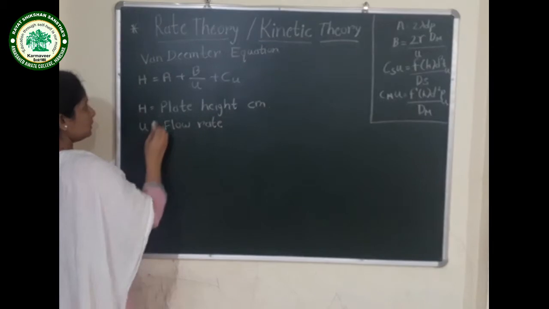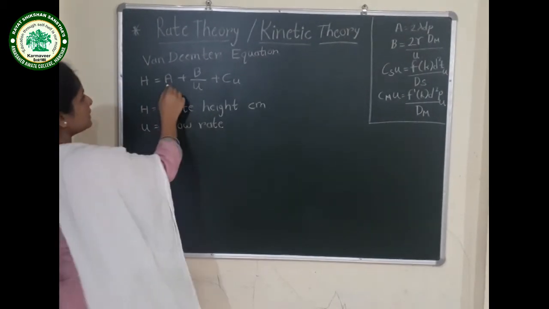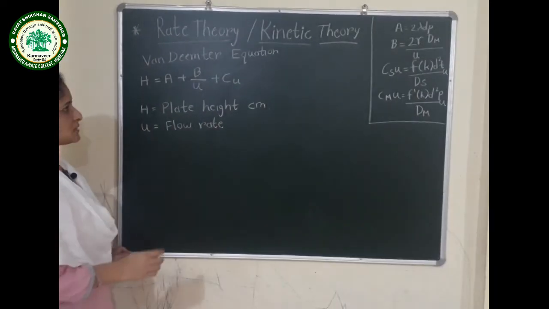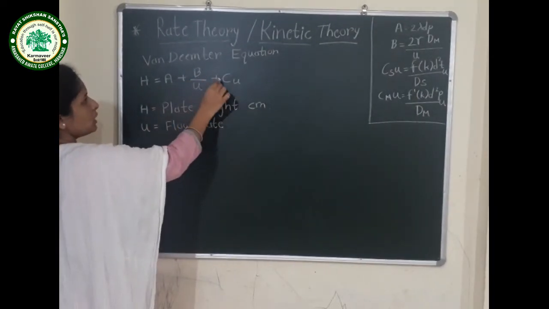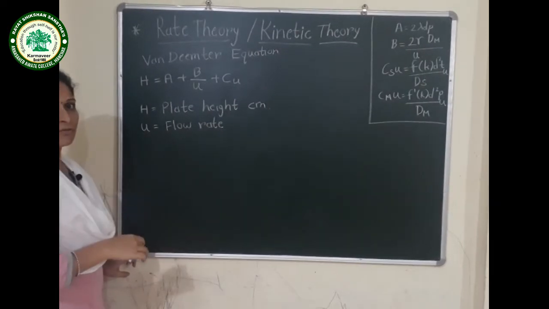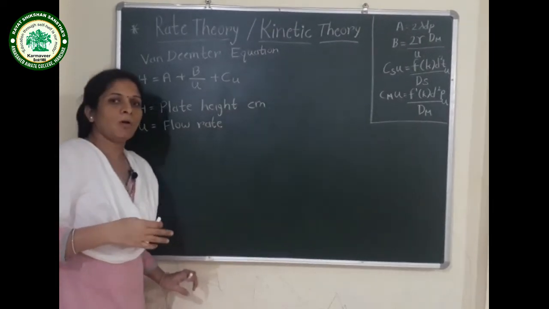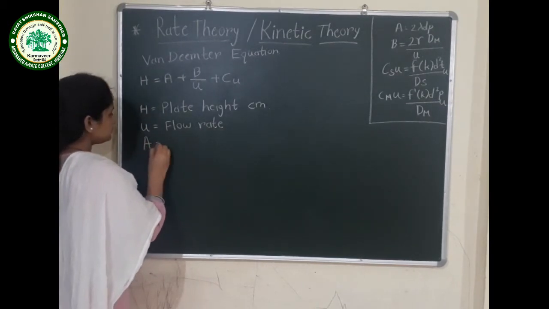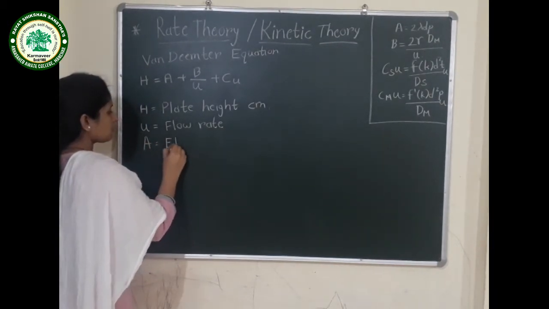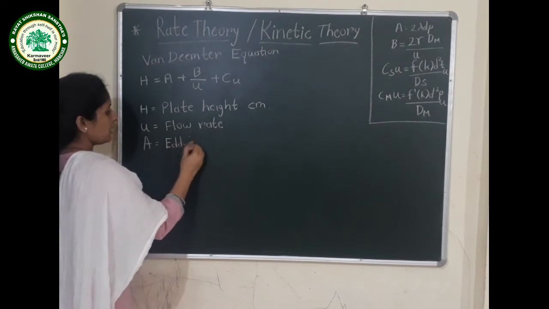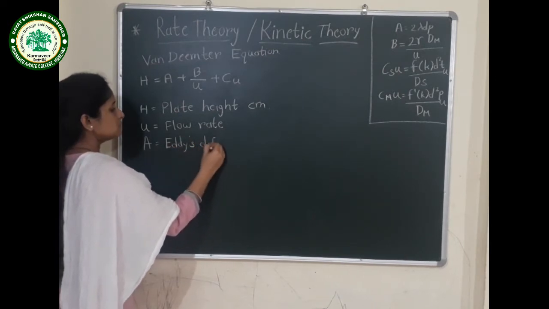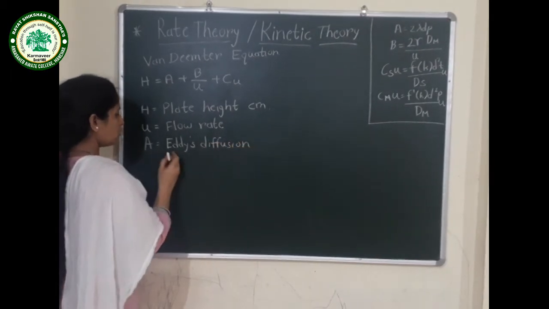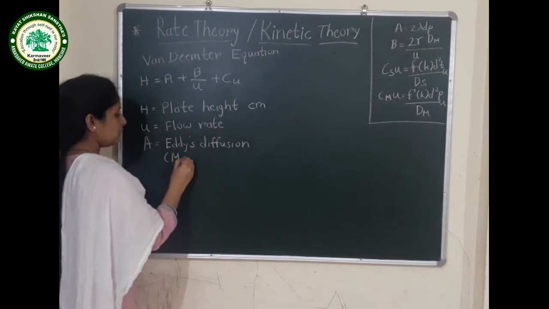Then there are three terms. One is A, other is B and C. Now what are these terms? These terms are related to the band broadening. These terms will explain how band broadening takes place. Now the A term means Eddy's diffusion, or it is also called multipath effect.